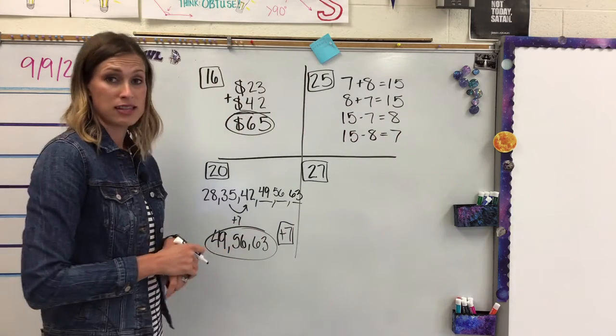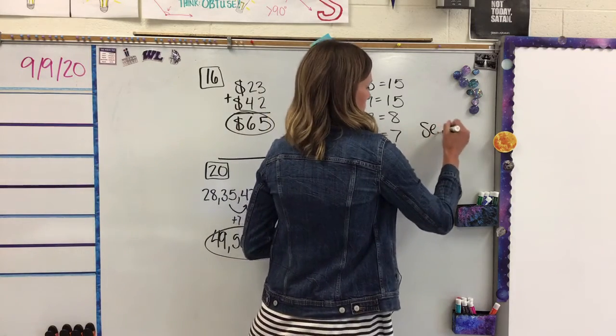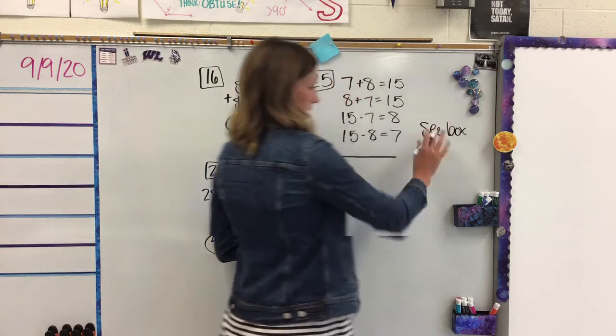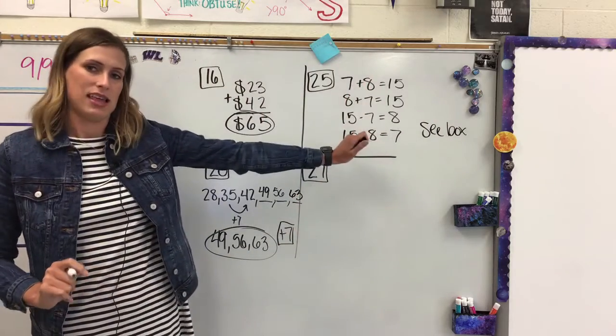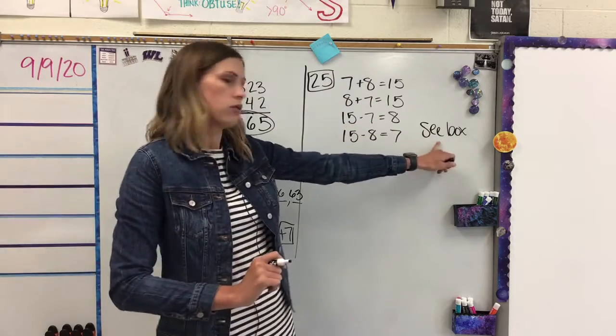That is one of those problems that is an awesome time to write C box. So write C box at the side instead of copying all this into that tiny little box. If you can fit it neatly, that's awesome. If you can't, write C box there.